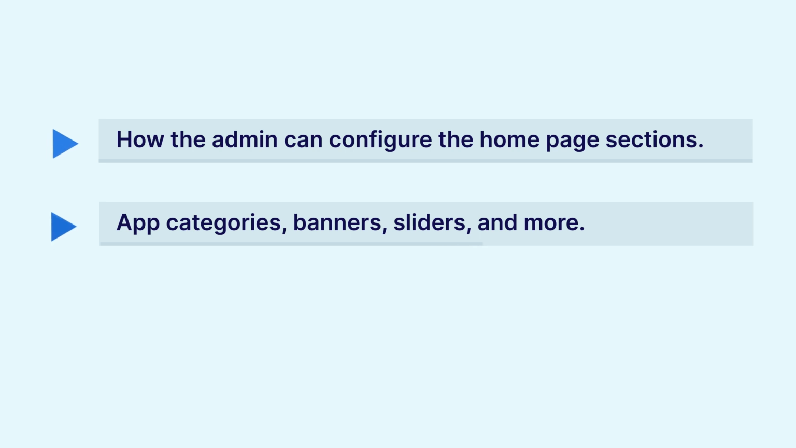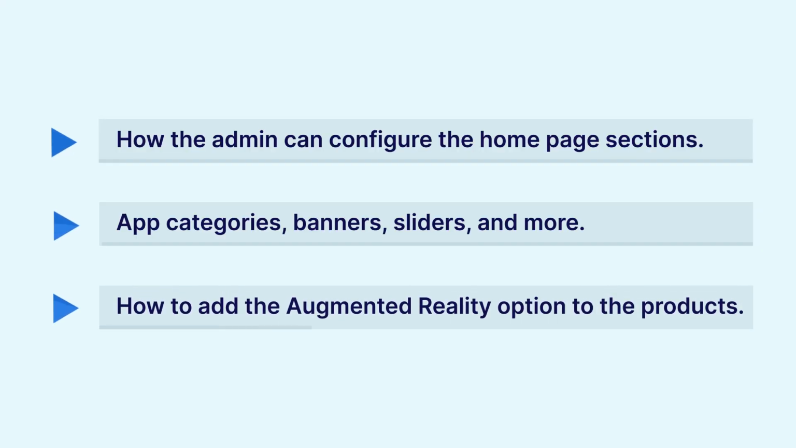Apart from that, we'll be seeing how the admin would be able to set up the banners, image sliders, push notifications, product blocks, and we'll also be seeing how he'll be able to add the augmented reality feature for the products within the particular section in the admin backend, so that the customers are able to see the particular products on their mobile devices using augmented reality within their home environment as per their requirement.